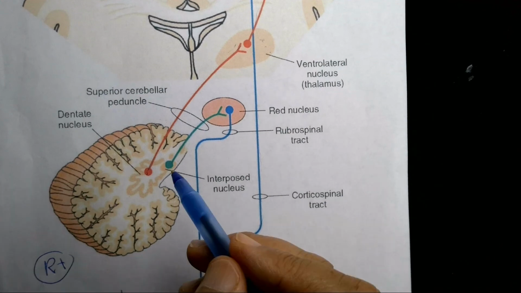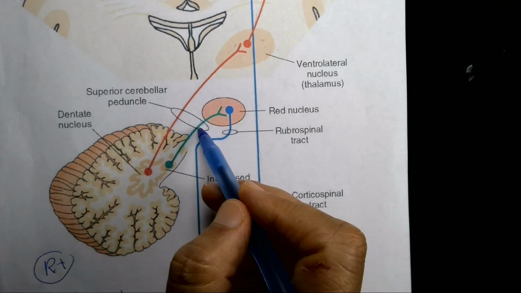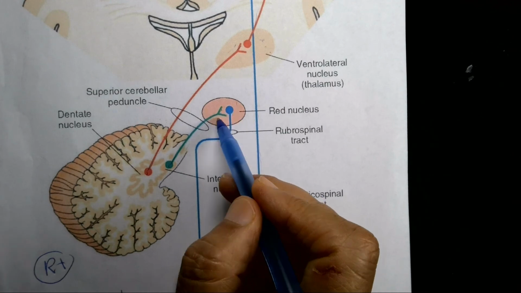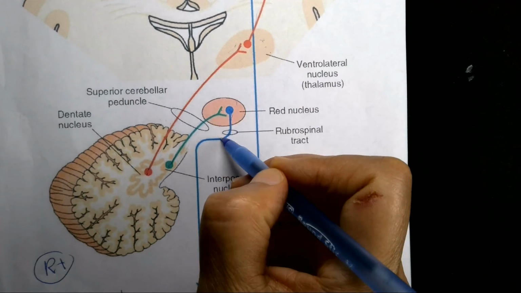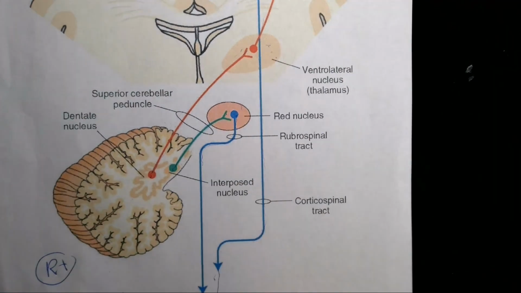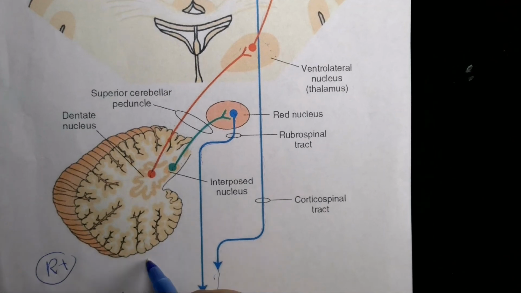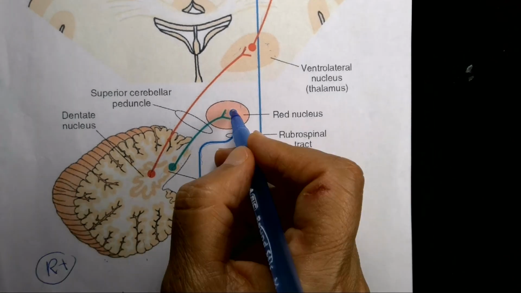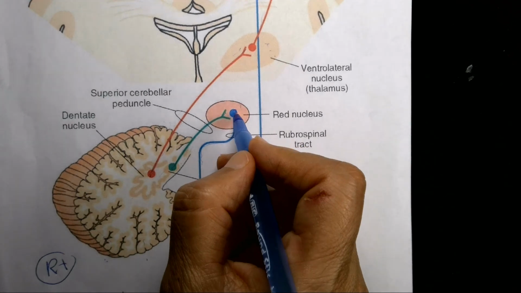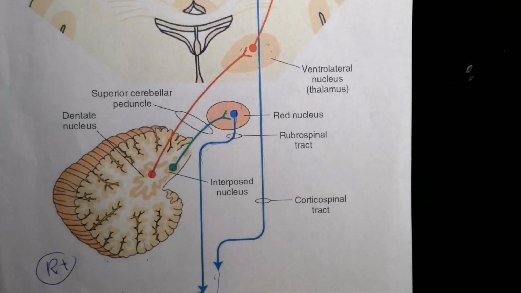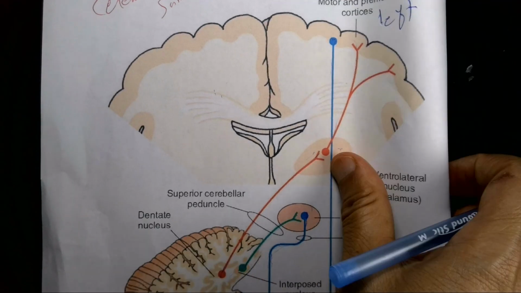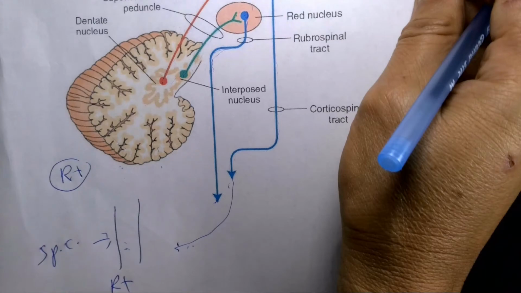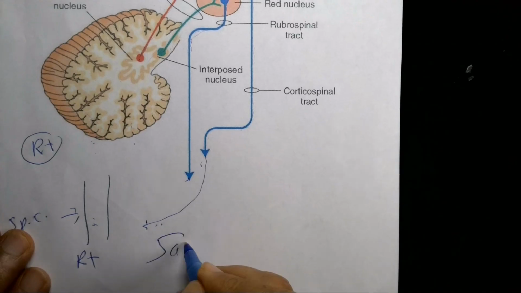How about this green color? The green color is going where? It is going to the red nucleus, and from the red nucleus on the opposite side, again the rubrospinal tract crosses to the opposite side, which means the same side of the cerebellum. So here is the cerebellum. We start from the right side of the cerebellum, going to the left red nucleus, and then going to the right side of the spinal cord and the right side of the body. So this is again how the cerebellum at the end of the day controls the movement of the same side of the body. So same side of body.